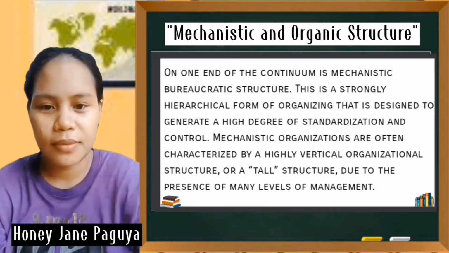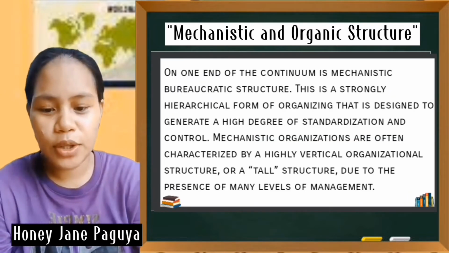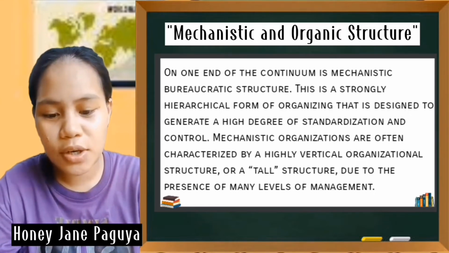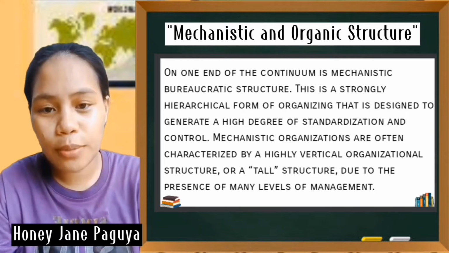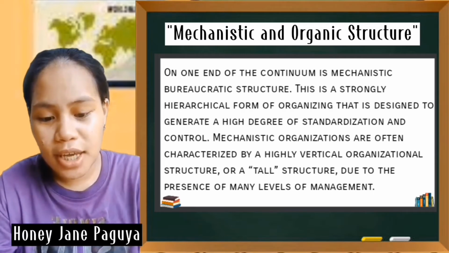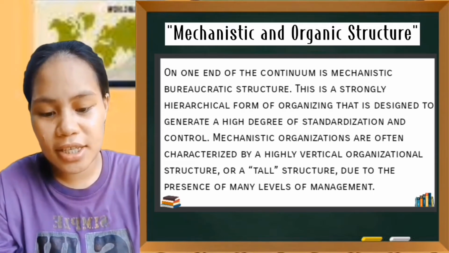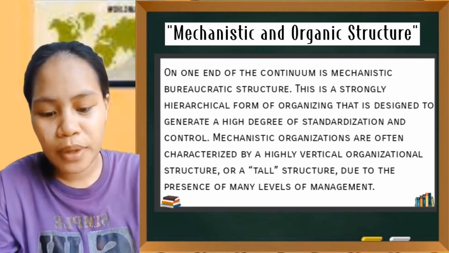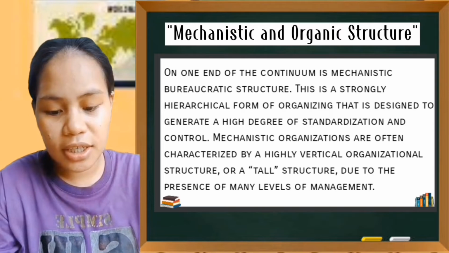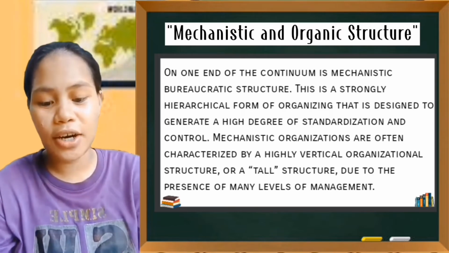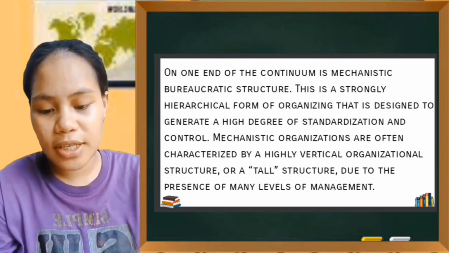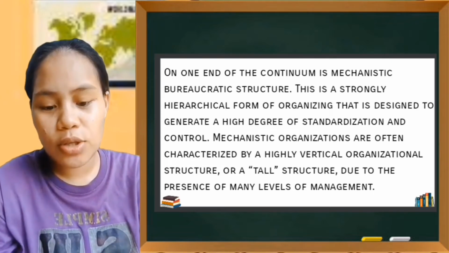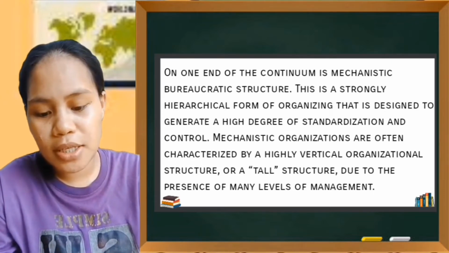departmentalization. On one end of the continuum is mechanistic bureaucratic structures. This is a strongly hierarchical form of organizing that is designed to generate a high degree of standardization and control. Mechanistic organizations are often characterized by a highly vertical organizational structure or a tall structure due to the presence of many levels of management.